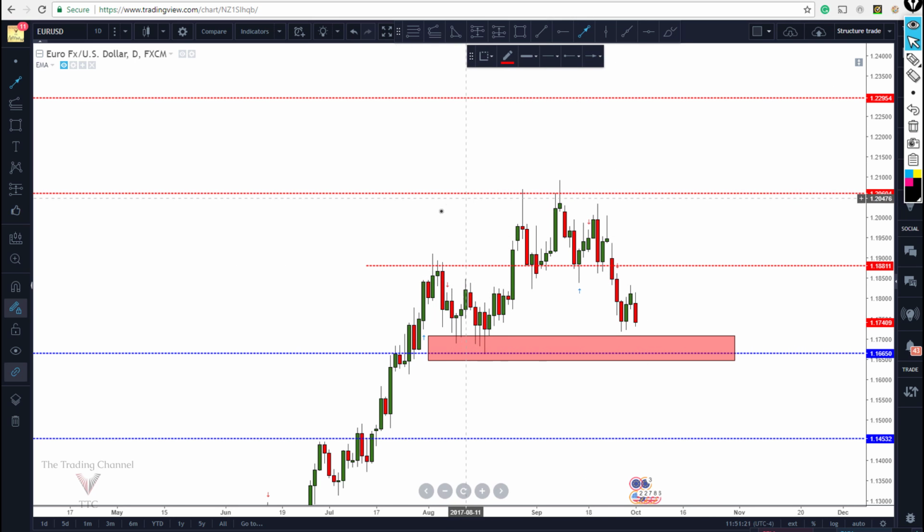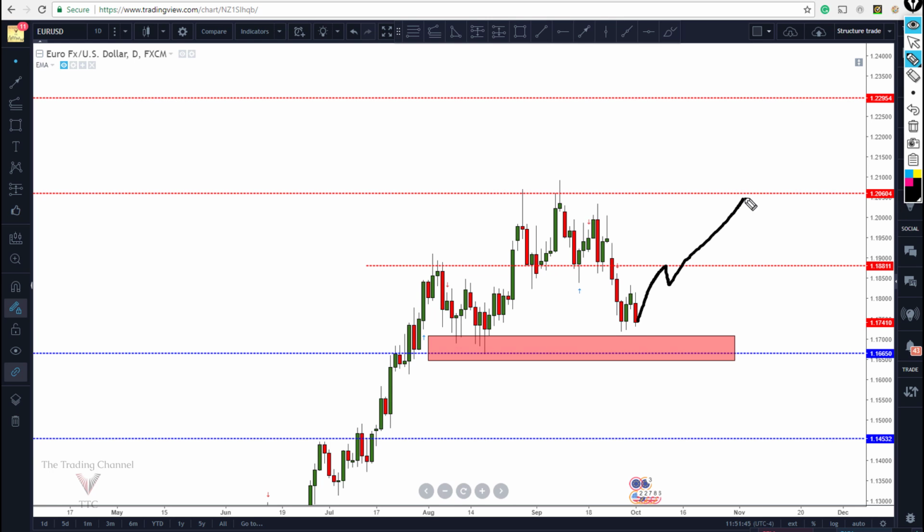We have a test here as resistance and here twice as support. So now if the market gets back up to that level, it'll be a really interesting place to try some short trades if we get some kind of entry reason down on a lower time frame or here on the daily time frame. That's going to be around the 1.1881 area.